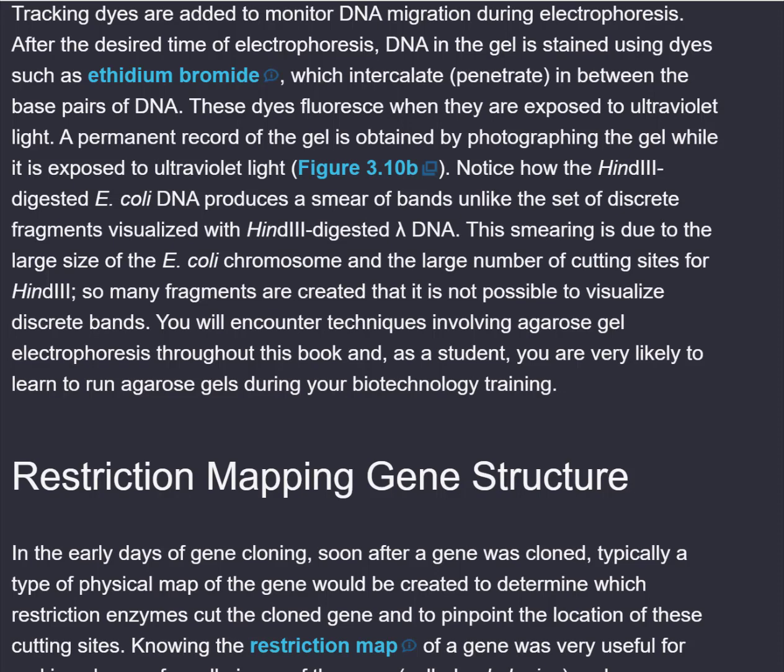Notice how the HindIII digested E. coli DNA produces a smear of bands, unlike the set of discrete fragments visualized with HindIII digested lambda DNA. This smearing is due to the large size of the E. coli chromosome and the large number of cutting sites for HindIII. So many fragments are created that it is not possible to visualize discrete bands. You will encounter techniques involving agarose gel electrophoresis throughout this book and, as a student, you are very likely to learn to run agarose gels during your biotechnology training.